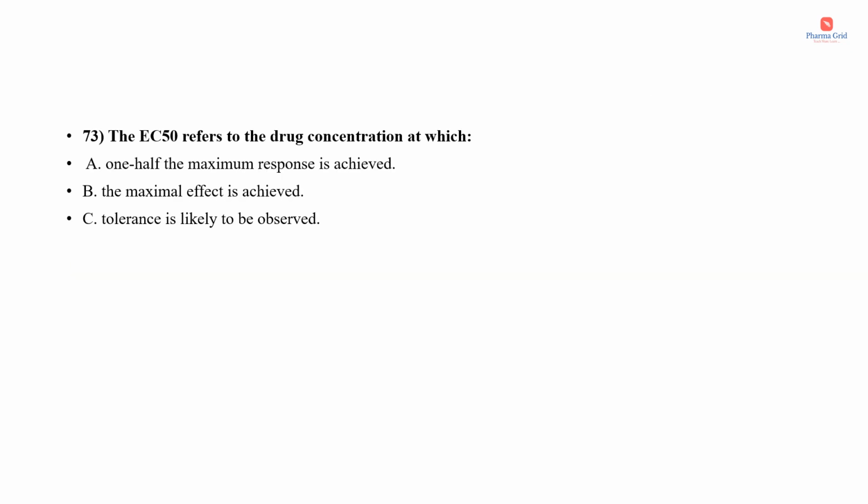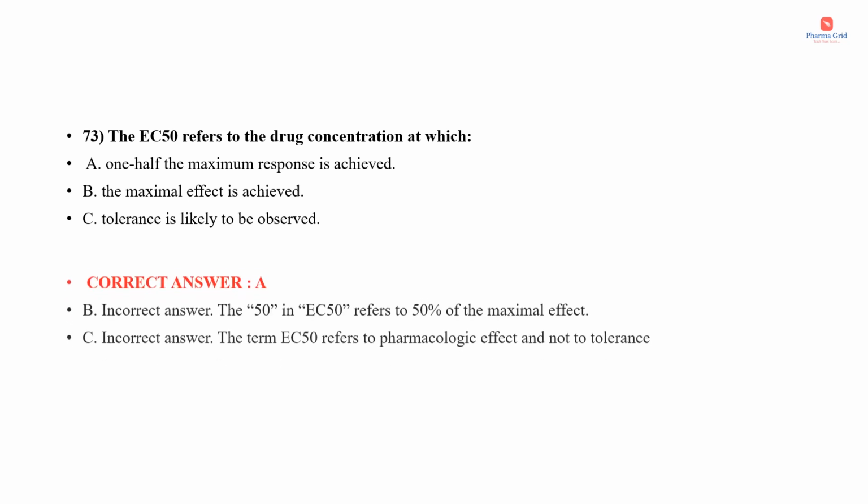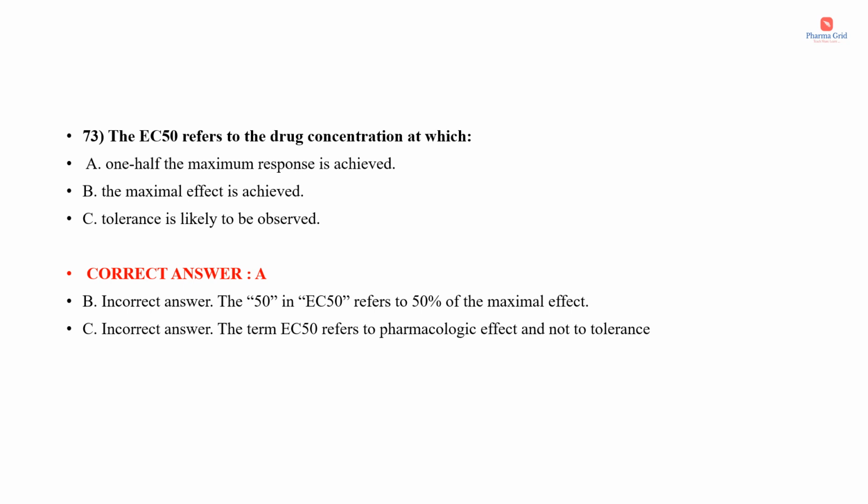Next question. The EC50 refers to the drug concentration at which: the options are one half the maximum response is achieved, the maximal effect is achieved, tolerance is likely to be observed. Here the correct answer is option A, that is EC50 means it is the concentration at which one half the maximum response is achieved. B is an incorrect option because the 50 in the EC50 refers to 50% of the maximal effect. And option C is also wrong because the term EC50 refers to pharmacological effect and not to the tolerance.